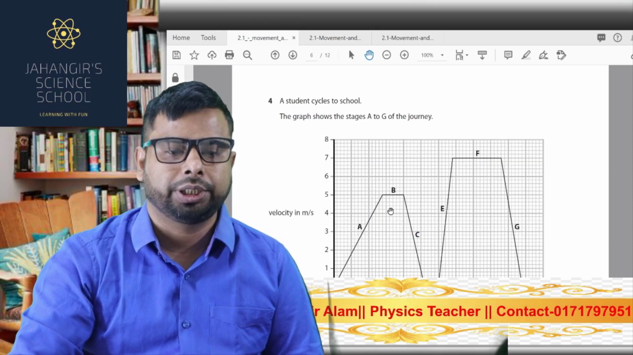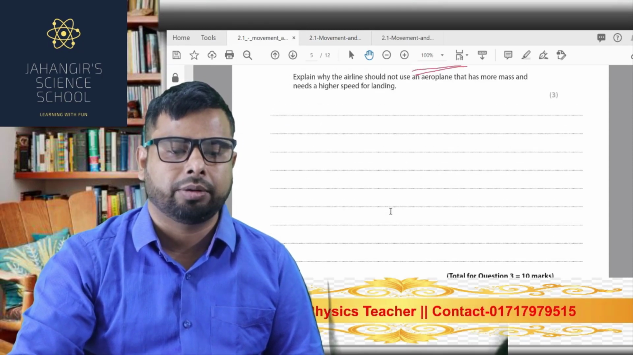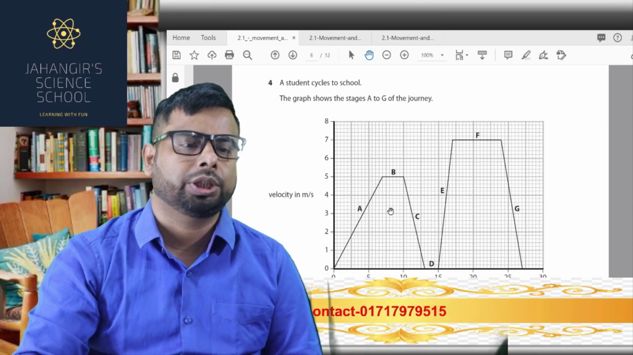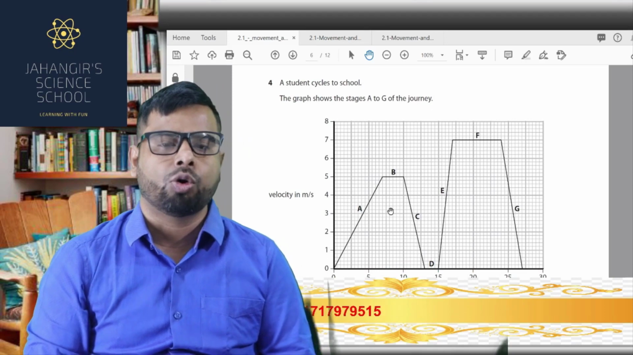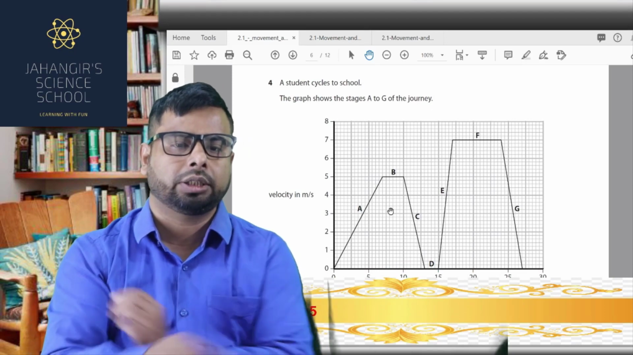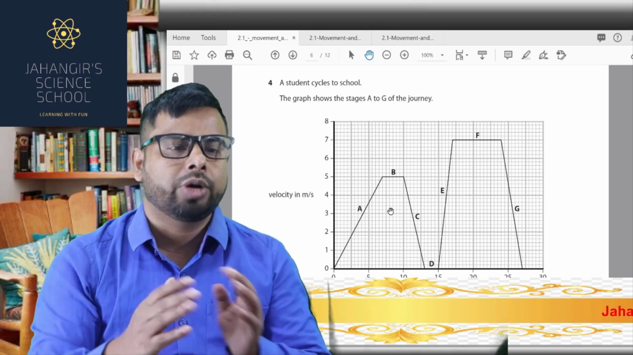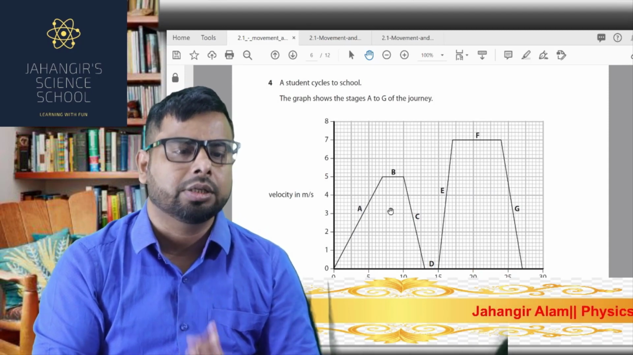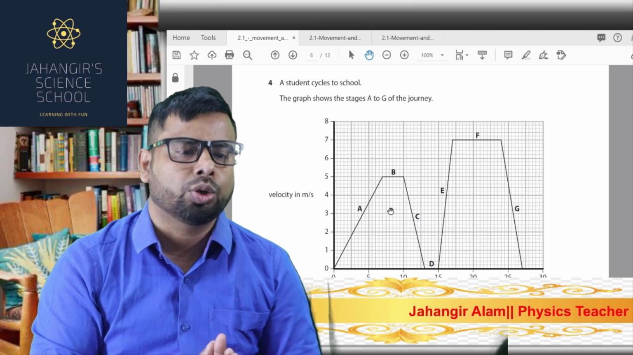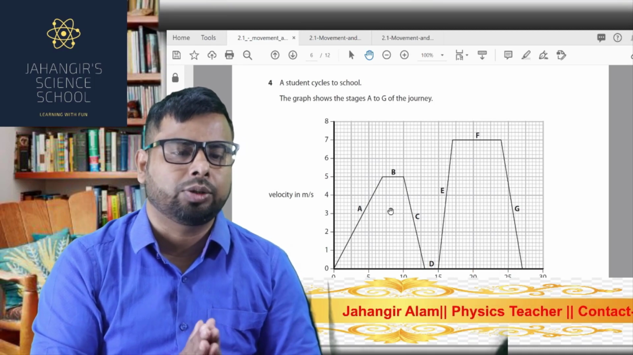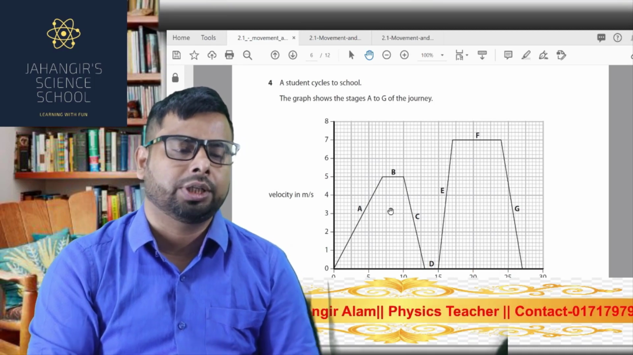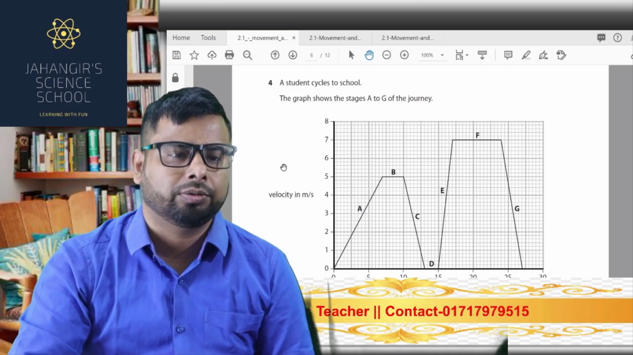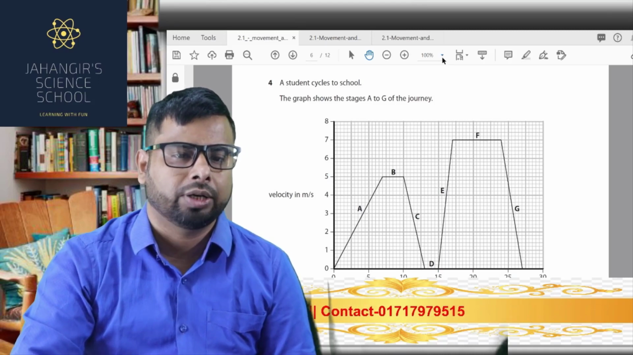Total for question 3 is 10 marks. Another important question, question number 4. Look at the question first. A student cycles to school. The graph shows the stages A to G of the journey. It is a velocity time graph. Look at the graph.